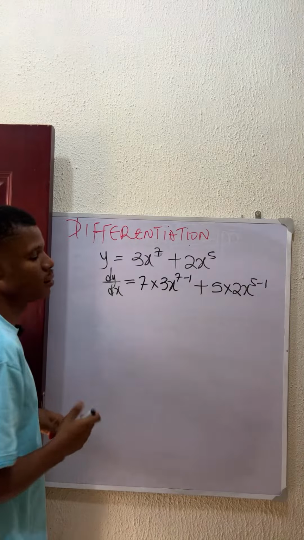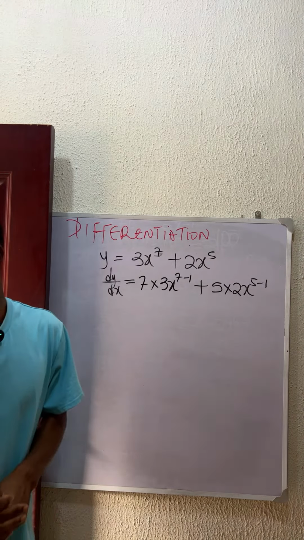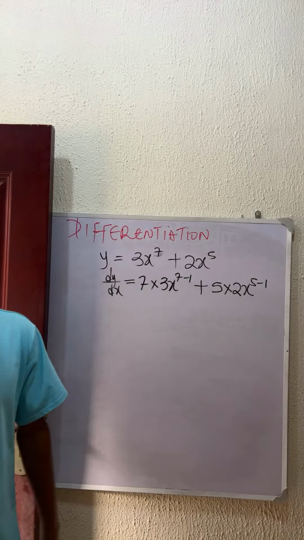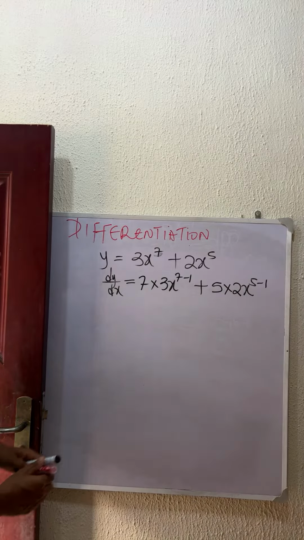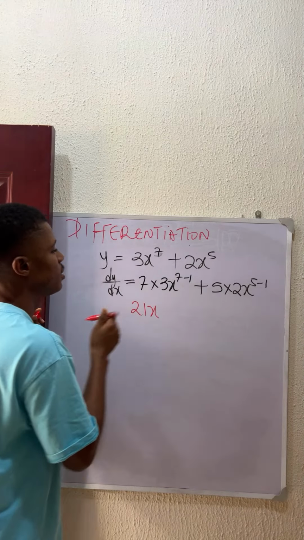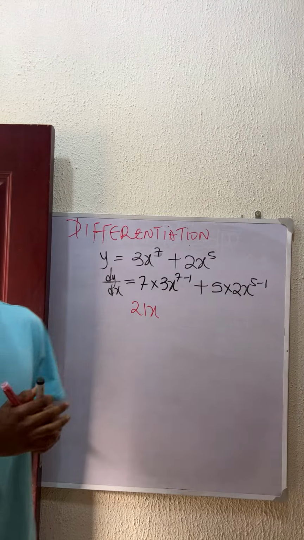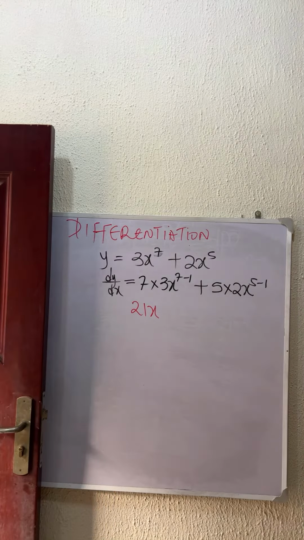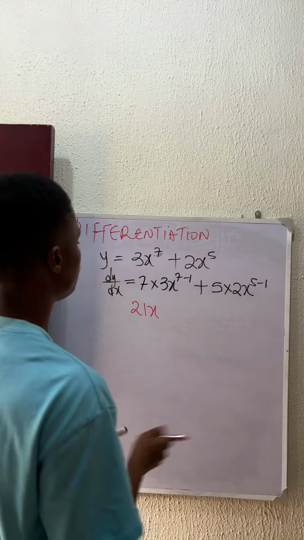7 times 3 is what? Let's know if you are watching. 7 times 3 is 21. So 21x. 7 minus 1 is what? 7 minus 1 is 6.